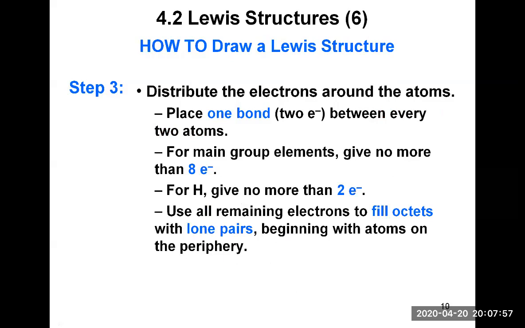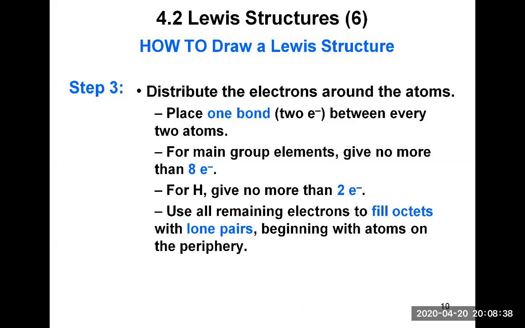So the third step is to distribute the electrons around the atoms. First you want to place one bond, which means 2 electrons, and it's drawn as one line between every 2 atoms. For main group elements, you want to give no more than 8 electrons around them, so pay attention to not exceed that, or make sure you have that number. Hydrogen, remember to not give more than 2 electrons to hydrogen. It only wants a duet. And when it has done a single bond, hydrogen is all set.